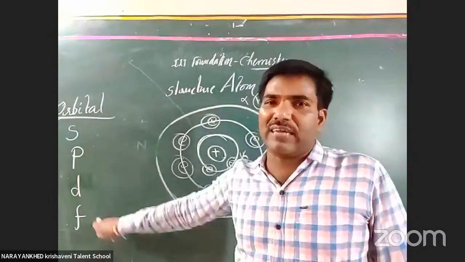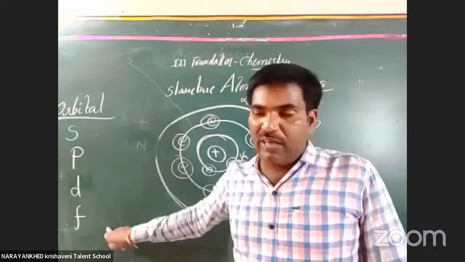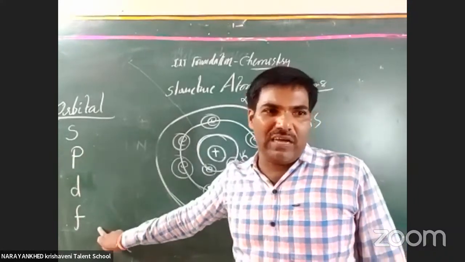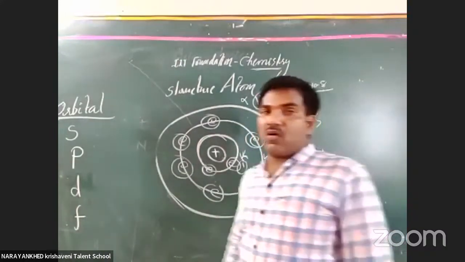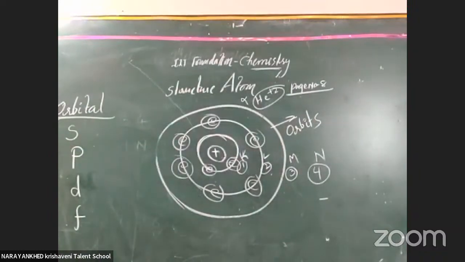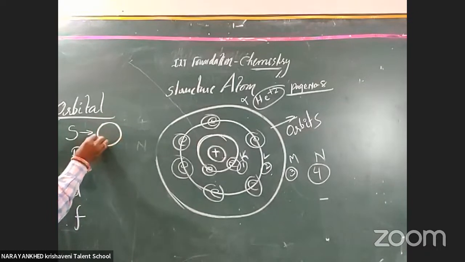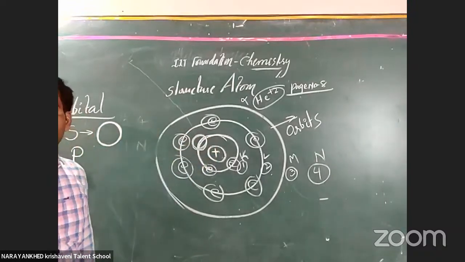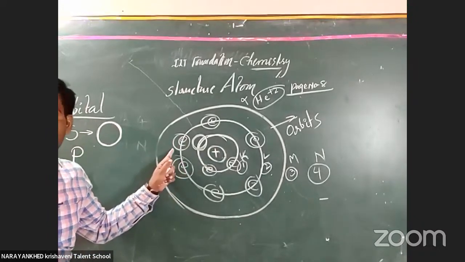These names were given by scientists. There is no proper reason for it. Why did they give these names? S orbital, P orbital, D orbital, as well as the F orbital have different shapes. Clear or not, all the students? Please keep in your mind, the S orbital has a circular shape, a symmetrical shape. In this orbital, the electron is revolving in a circular nature. Clear or not, all the students?